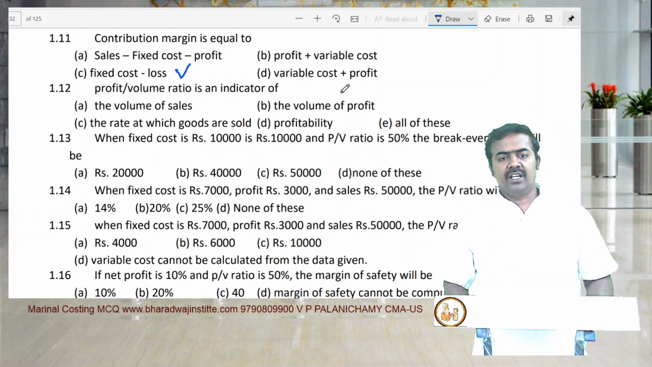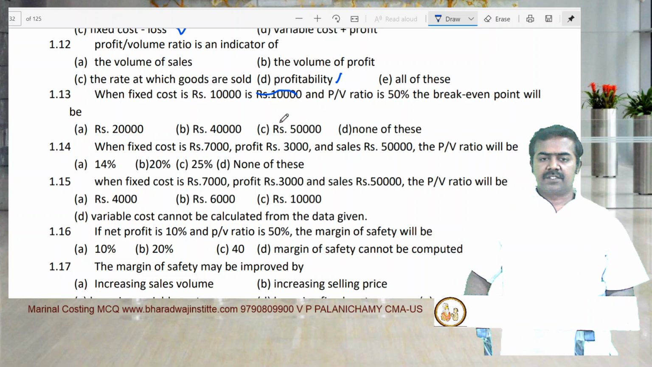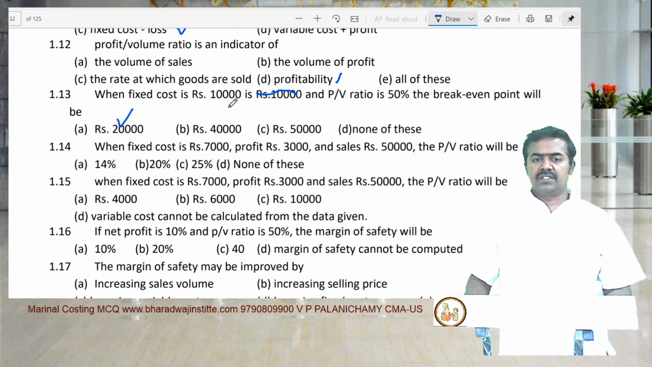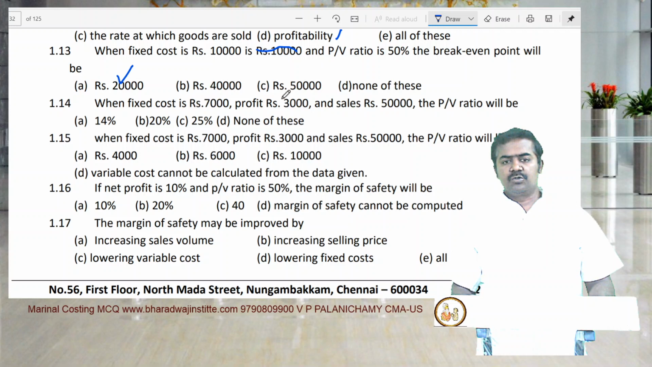PV ratio is the indicator of profitability. Fixed cost is 10,000, PV ratio is 50%, ignore the additional thing. 10,000 by 50%, 20,000 is the answer. Fixed cost 7,000, profit is 3,000, sales is 50,000, PV ratio?